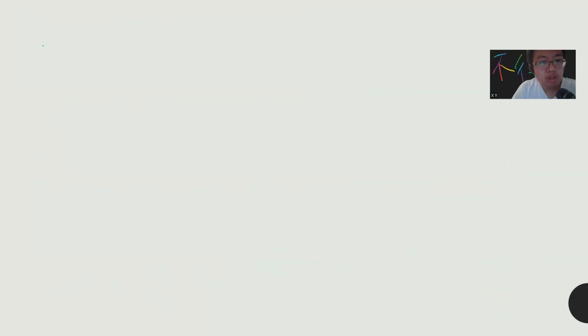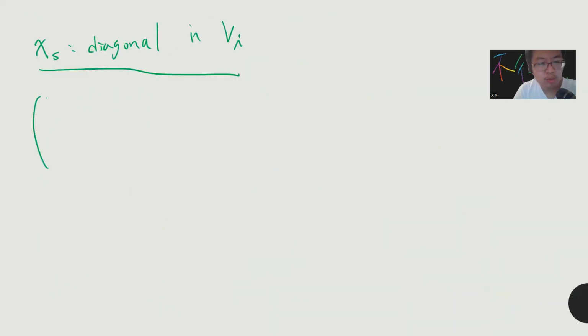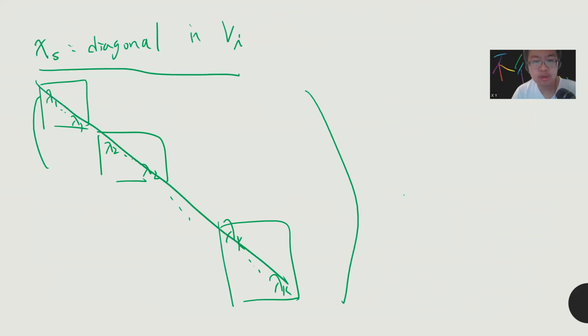Now, this means that XS is diagonalizable. It's diagonal in each Vi, because in each Vi it is just multiplication by lambda. So this is the same as in a Jordan form. Suppose you have the first block, then the second block, up to the k-th block. You can find a basis and take all the diagonal parts, and the rest are 0. This is basically XS.